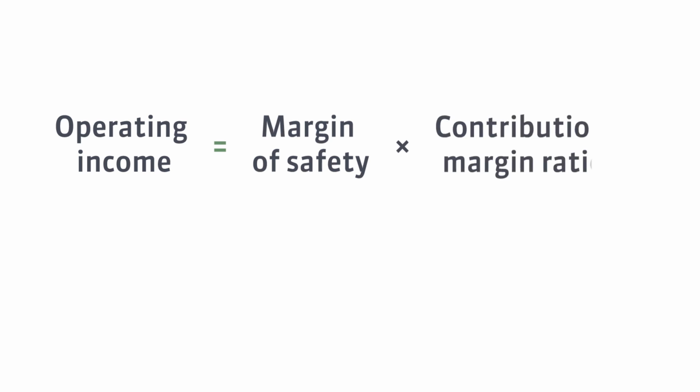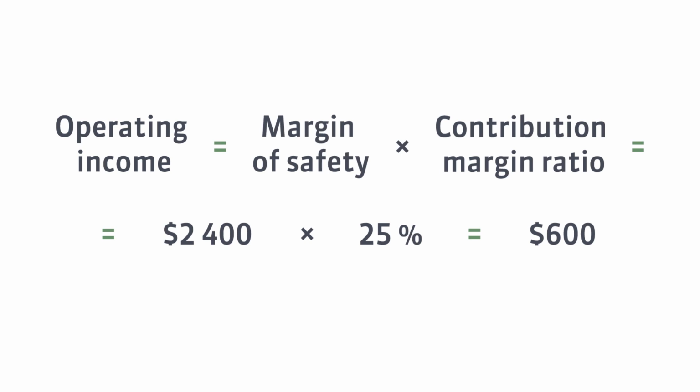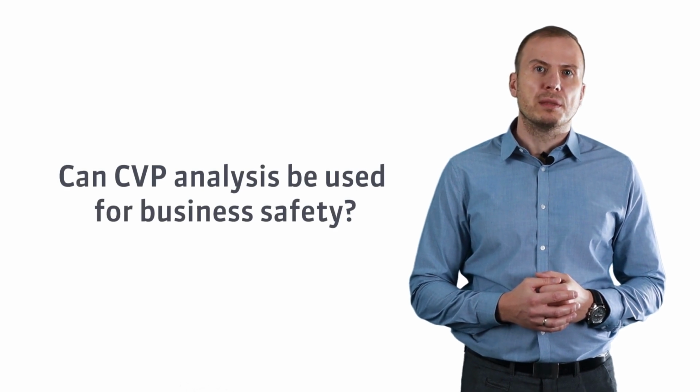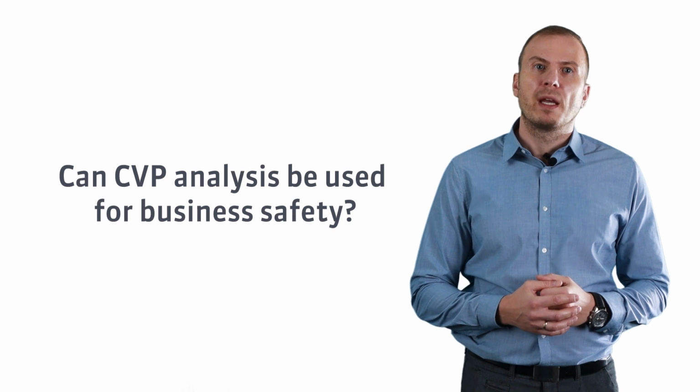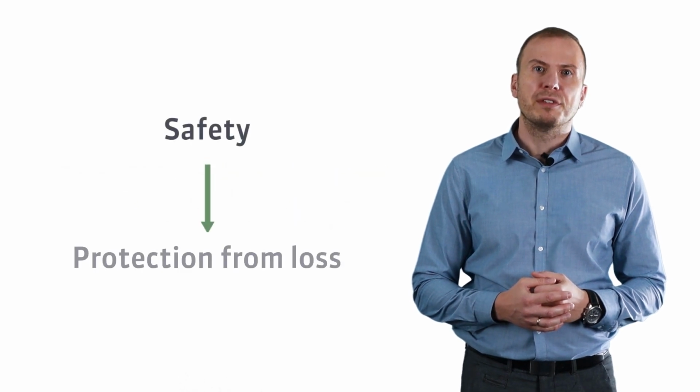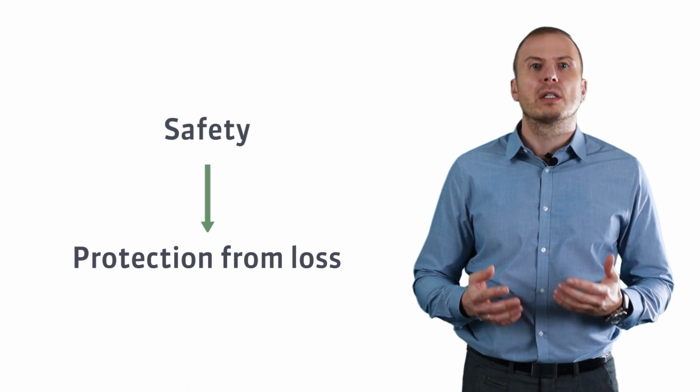Since we know the contribution margin ratio, let's try to use the formula I showed you earlier. The margin of safety at the museum was $2,400. The contribution margin ratio is 25%. See, the margin of safety can also be used to calculate operating income. Let's go back to the question from the beginning of this video, which was, can CVP analysis be used for business safety? Yes, it can, if we understand safety as protection against loss.